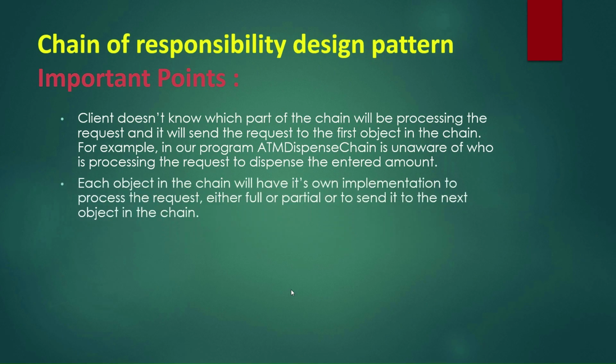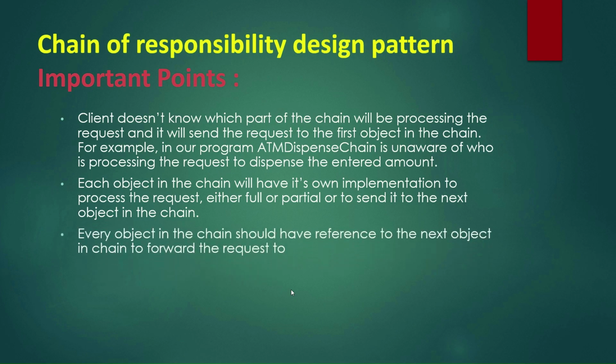Each object in the chain will have its own implementation to process the request. Okay. So each and every object in the chain has its own implementation. They can process their requests independently, either fully or partially, or send it to the next object in the chain. So each and every object can set the successor also. Every object in the chain should have a reference to the next object in the chain to forward the request. We have already talked about the successor, right?